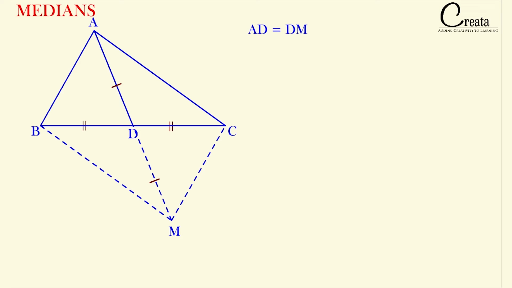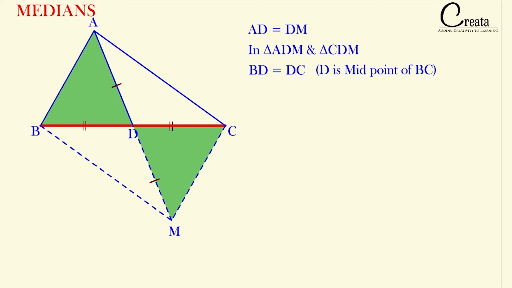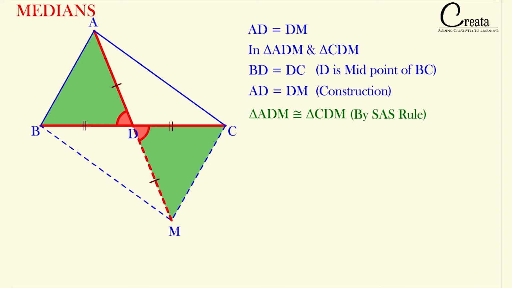If we take the triangles ABD and CDM, BD is equal to DC, that is, D is the midpoint. AD is equal to DM, that is by the construction. And angle ADB is equal to angle MDC. Both are vertically opposite angles. So by SAS rule, we can say both the triangles are congruent to each other.